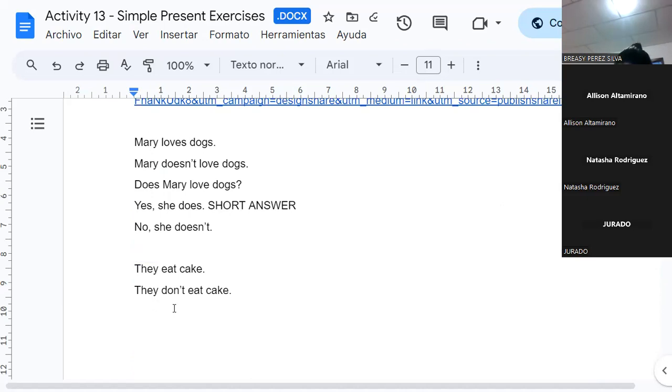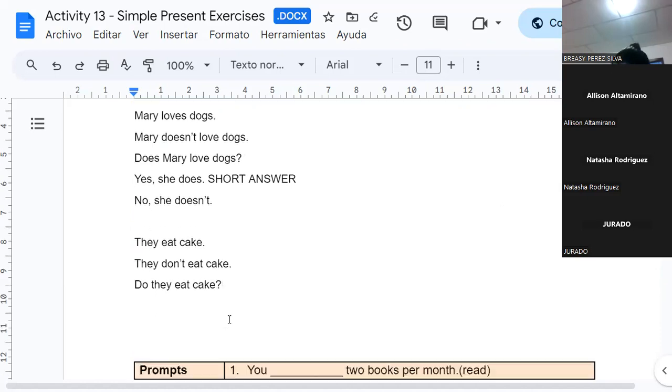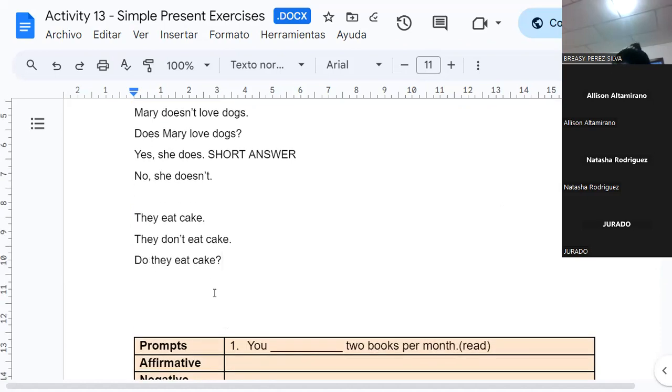Do they eat cake? Very good. Do they eat cake? Para preguntar, ¿ellos comen cake? Y de la misma manera yo puedo utilizar short answers. Entonces diría, yes, they do.